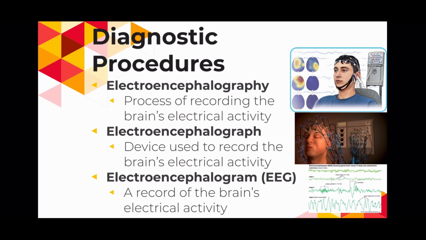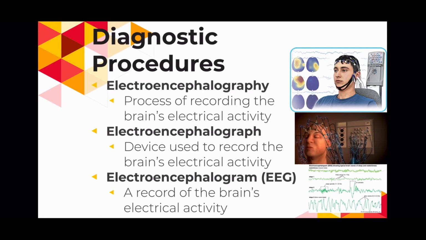Now the suffix graph, as you can see in the next term, refers to an instrument used to record. So an electroencephalograph is a device used to record the brain's electrical activity. Okay, so this is referring to the electrodes that are attached to the person's head, and then the machine that those electrodes are connected to that actually does the recording.